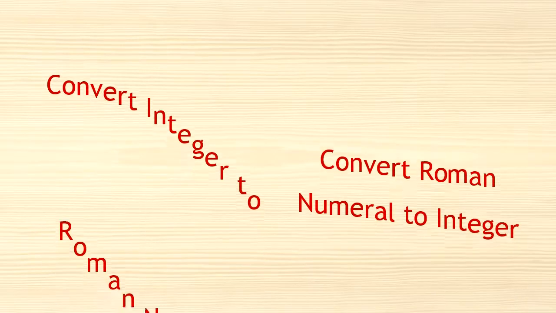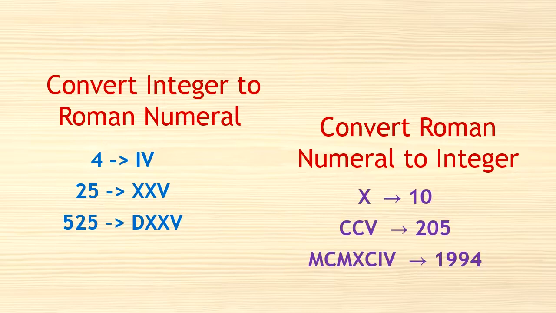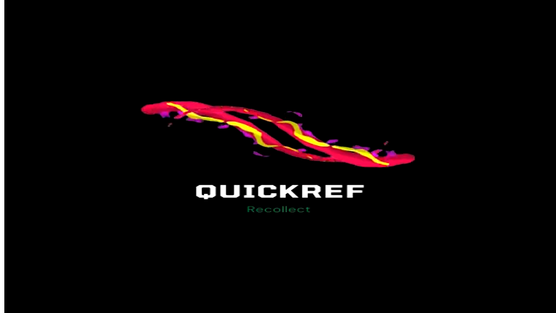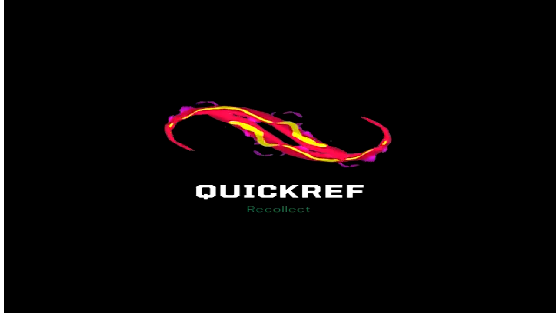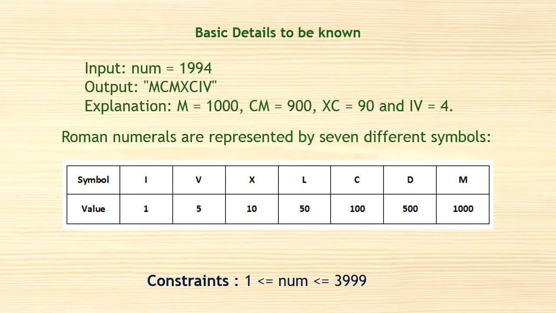Hi there. In this video we are going to see how to convert integer into Roman numeral and vice versa. Before going into coding logic, there are a few basic details we need to understand. There are 7 symbols that represent different values as shown. The constraint is that the number should be in the range 1 to 3999. So if we are given input as 1994, then the output is MCMXCIV.